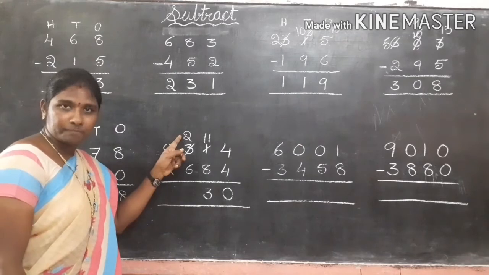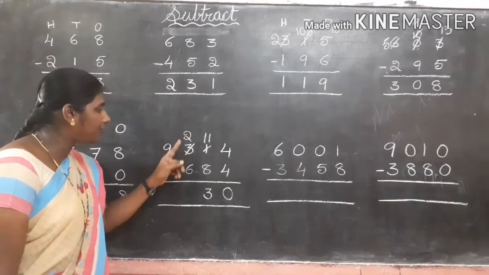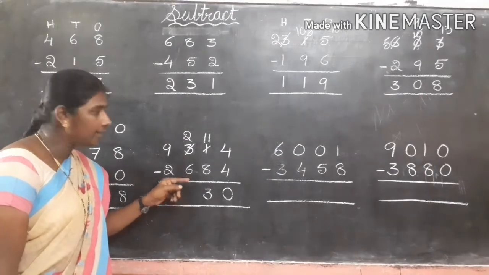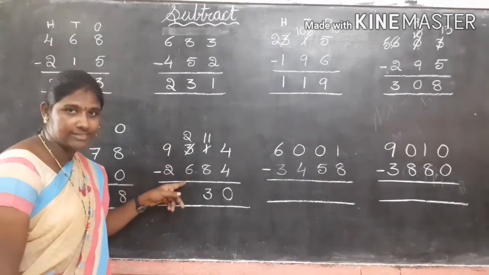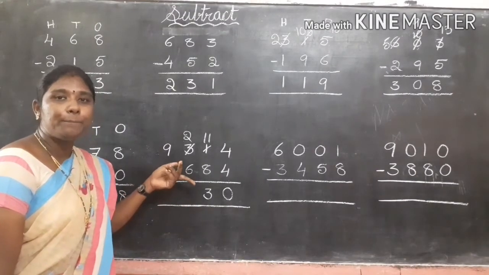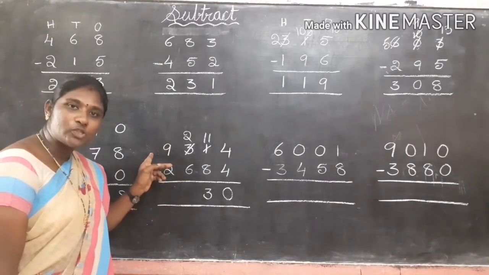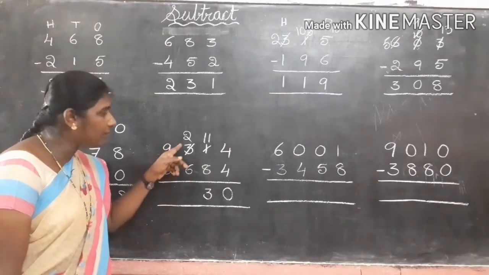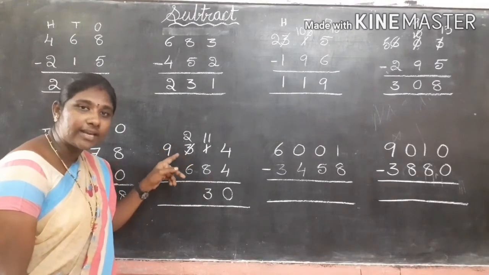Next, 2 here. Here 2 is there. Can we subtract 6 from 2? No. Why? 2 is smaller than 6. So we can't subtract 6 from 2. So what do we have to do? We have to take the borrow. Same here, what place is it? Hundreds place. It is thousands place. 1000 is equal to how many hundreds? 10 hundreds. 1000 is equal to 10 hundreds.